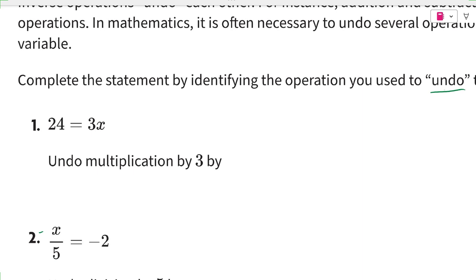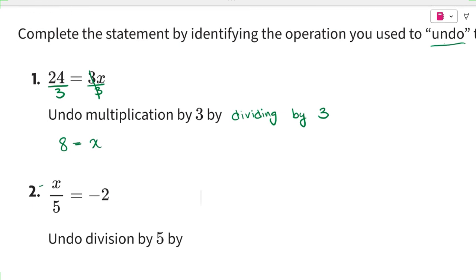So the first one we see 24 equals 3x, so it says undo multiplication by 3 by dividing by 3. Multiplication and division are inverses of each other. They undo each other. Now we can also think of multiplying by its reciprocal, 1/3, so there are other ways that we can think of this. 8 is 24 over 3, and 3 over 3 becomes 1x, or just x.